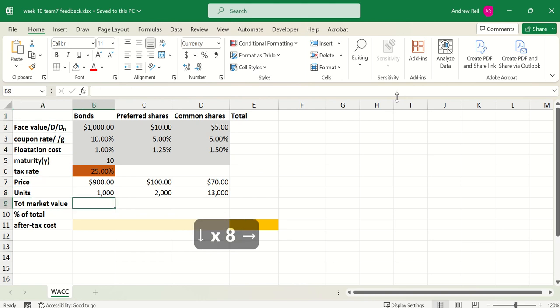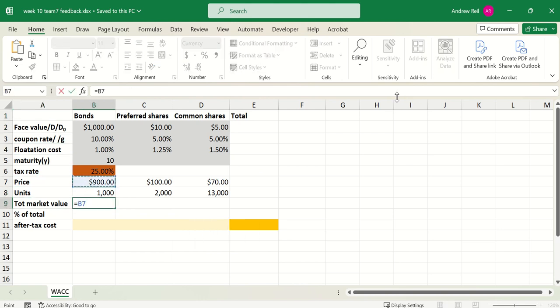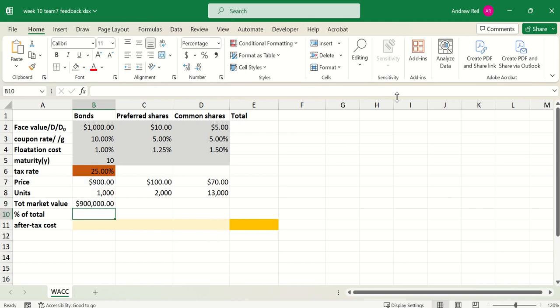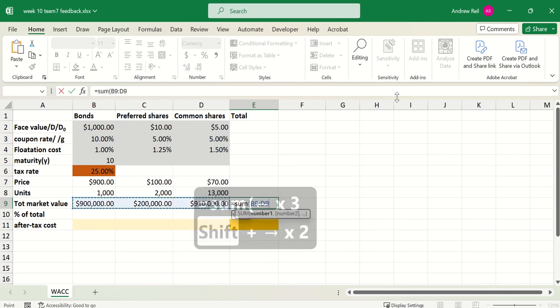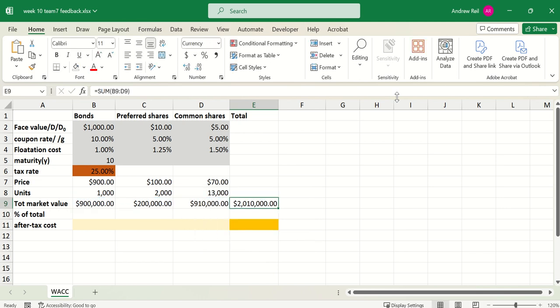So the total market value of bonds is equal to the price times how many units you can get. So 900,000 for that. Now I'm going to autofill that across, shift and across, Control R, and that's how much each of those components is. Now I'm going to sum these, equals sum, starting on bonds all the way to common shares, and a little over $2 million. And that is the capital total that you'll be using in part B, step 5 as a team to figure out which businesses you're going to buy.